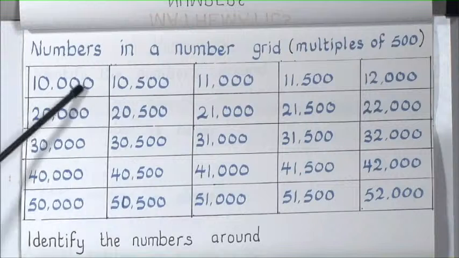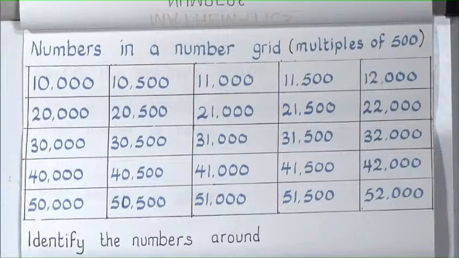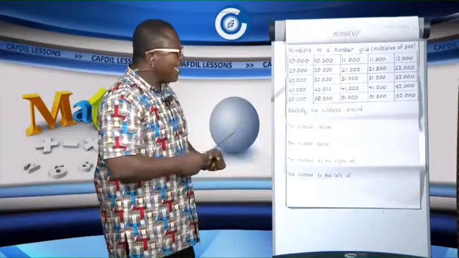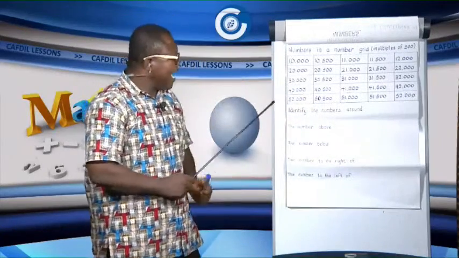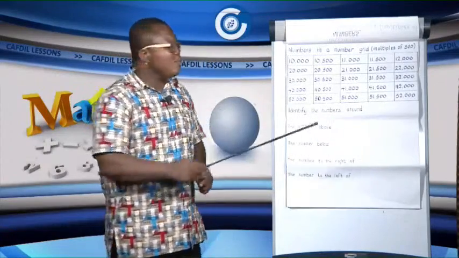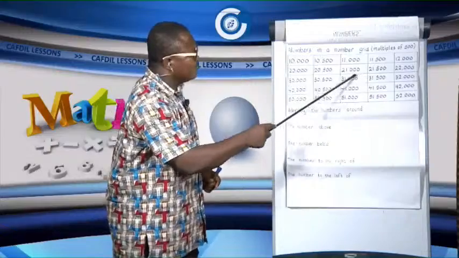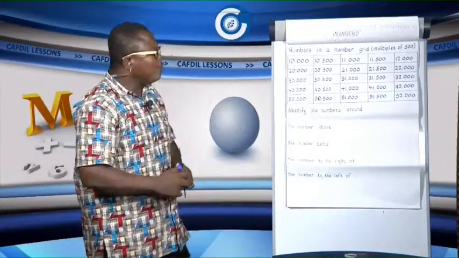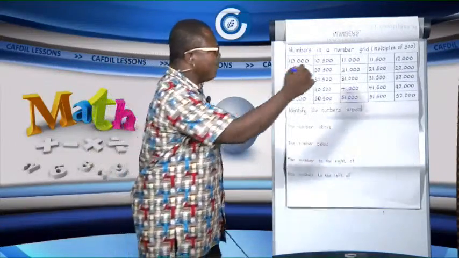You can see on the board. Good. So learners, we are going to play around a number. Here I said identify the numbers around. So we will pick one number. I will pick 31,500. This one.